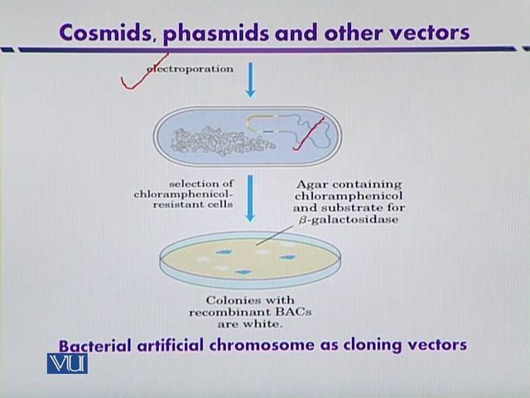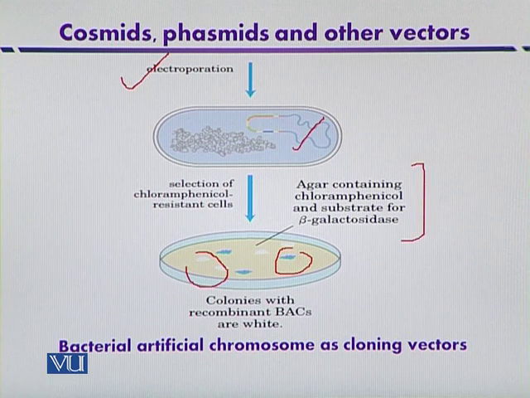If the colonies are colorless, then they will indicate the lack of beta-galactosidase, and it will also indicate the presence of foreign DNA, whereas the blue colonies will indicate the absence of foreign DNA. So agar containing chloramphenicol and substrate for beta-galactosidase can act as a selectable marker. So this is one of the strategies that can be used to clone larger DNA fragments by using bacterial artificial chromosomes.